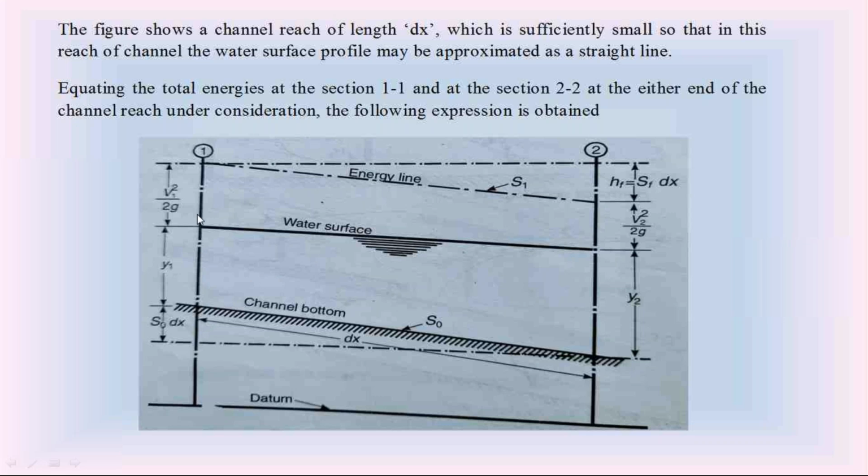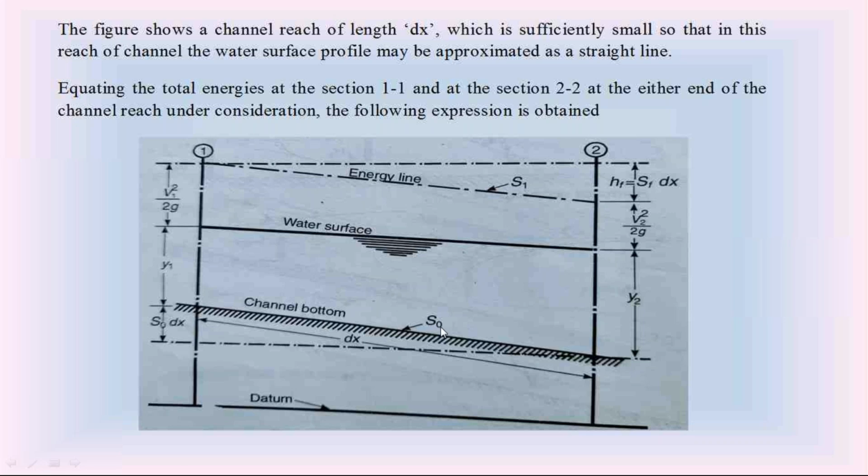Now coming to section 1, in this small portion, at section 1, y1 is the depth of water flow. y1 is called the pressure head. Let at section 1, v1 be the velocity of water flow. So at section 1, the kinetic head is v1 squared by 2g. Take the channel bottom slope as s0.